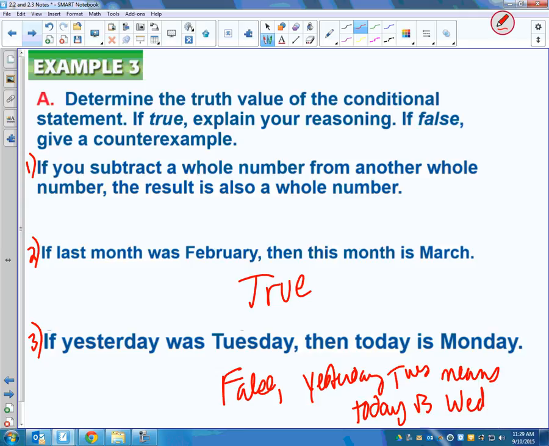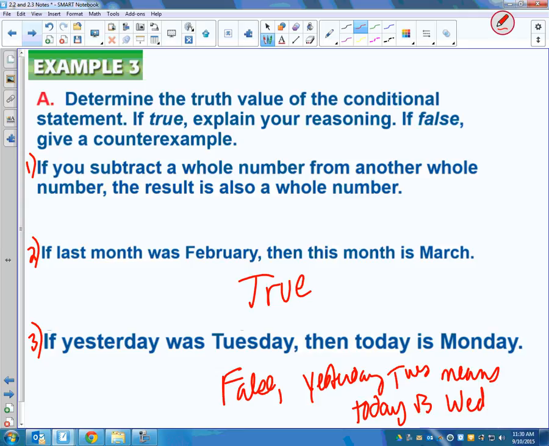Because now look at this. It says, if you subtract a whole number from another whole number, the result is also a whole number. So step one is, what's a whole number? Negative 1, 0, 1. I disagree, those are integers. Okay, 1, 2, 3. Right. Whole numbers don't include negatives. Whole numbers are like the numbers you learned about before negatives, starting with 0 and going up, no fractions, no decimals.